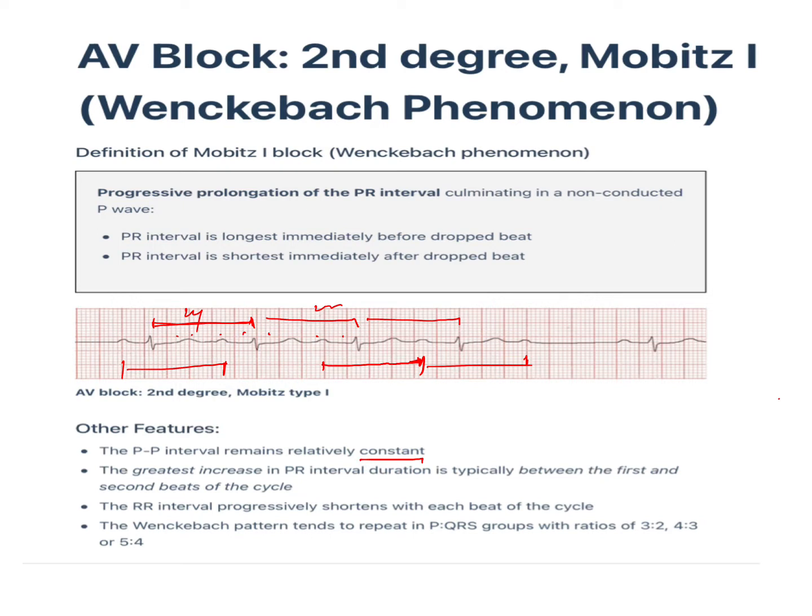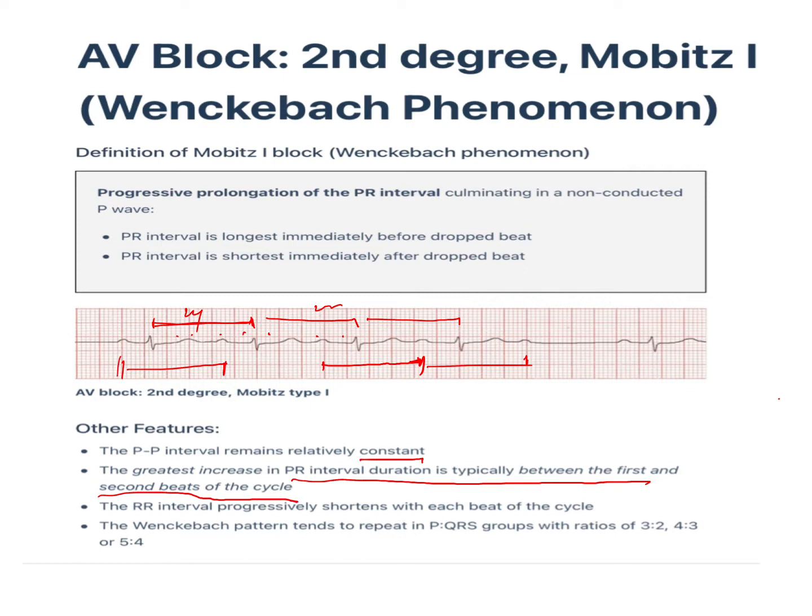I think the important feature of second degree heart block is progressive prolongation of the PR interval with the non-conducted P wave. That is, the PR interval will be progressively increased with each beat, and a stage will come that a P wave will not be followed by the QRS complex. Then again, a new cycle will start with progressive prolongation of the PR interval. The greatest increase in the PR interval duration is typically between the first and second beat of the cycle.